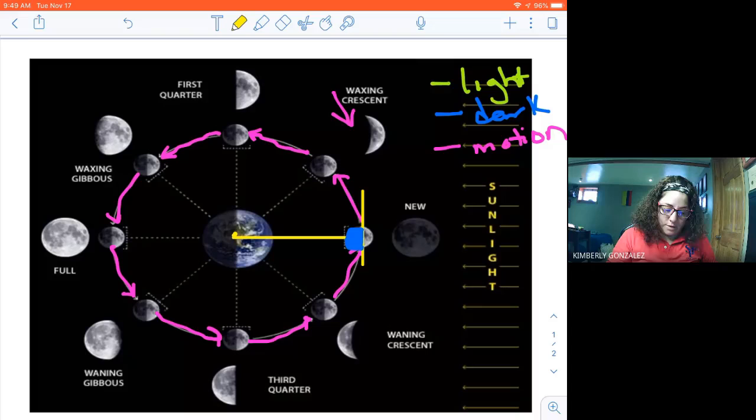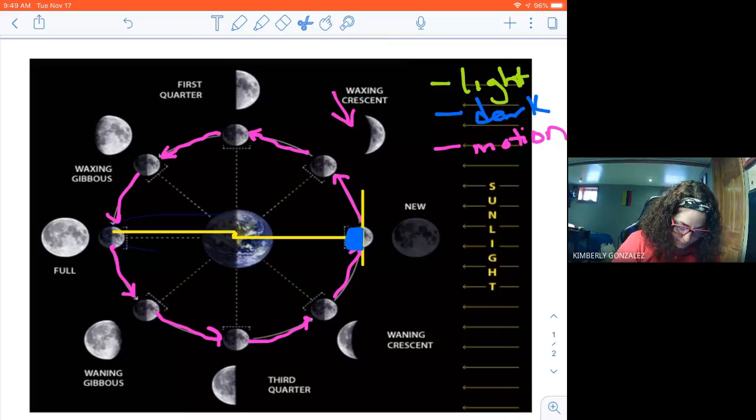So, let's do the next phase. Now, remember, it's going in a counterclockwise fashion. Since it's going in a counterclockwise fashion, that tells me we're going from new all the way to full. Where the new moon is, the one on the complete opposite side here, this one here, is automatically going to be our full moon.